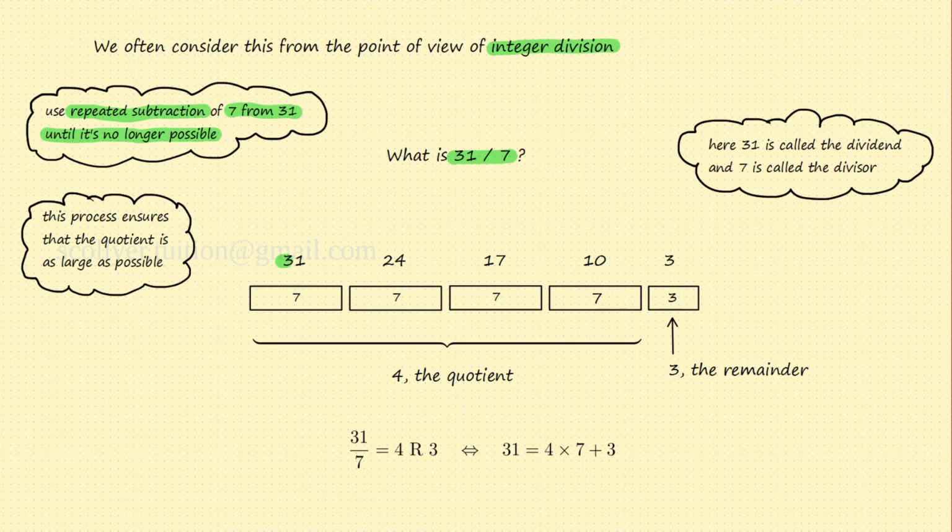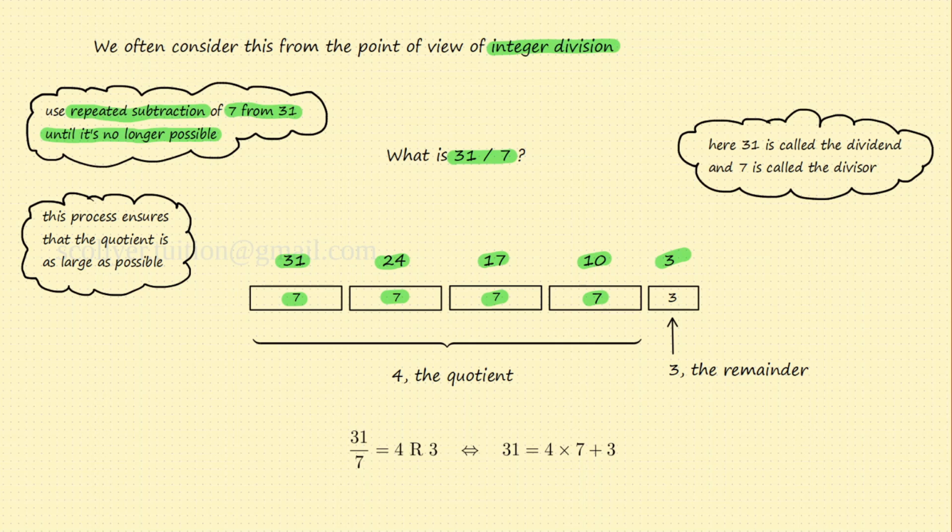We start with 31 and subtract 7 to leave 24. From 24, we subtract 7 to leave 17. From 17, we subtract 7 to leave 10. We subtract 7 from 10 to leave 3. And now we can no longer subtract 7 without producing a negative integer, a negative remainder, as we call it.